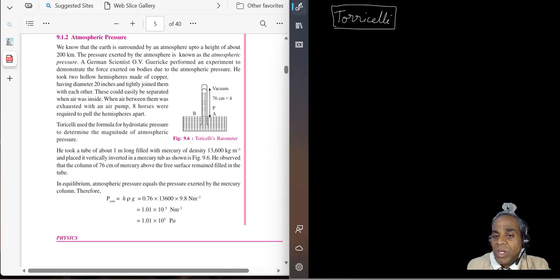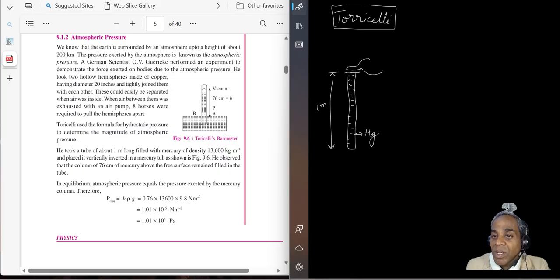For this, what he took was a 1 meter long tube, a very thin tube, and he filled it to the brim with mercury. Okay, and he closed the open end with his thumb tightly so that the mercury will not flow out. Let us say he closed it with his thumb.